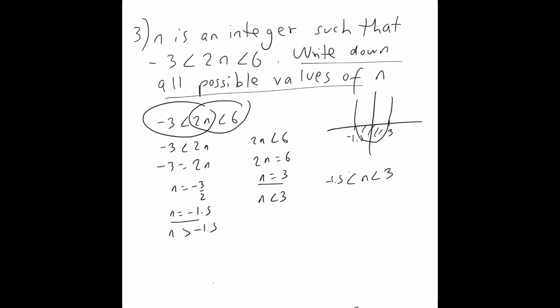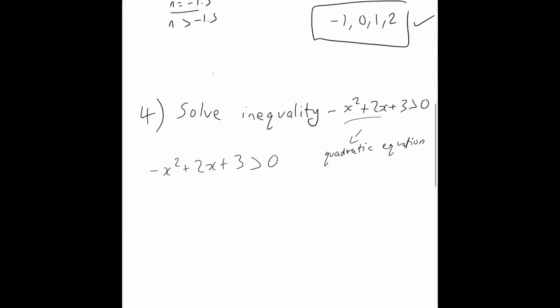Now if you don't leave it as it is, you need to write down all the possible values of n. So we have to write -1, comma 0, comma 1, comma 2. Now this is your answer, it should be correct. The reason why we have not included -1.5 or 3 is because they have less than signs and they have no equal to symbols. Okay, so that's why we write -1, 0, 1, 2. Simple and neat, and yeah, we can move on to the next question.